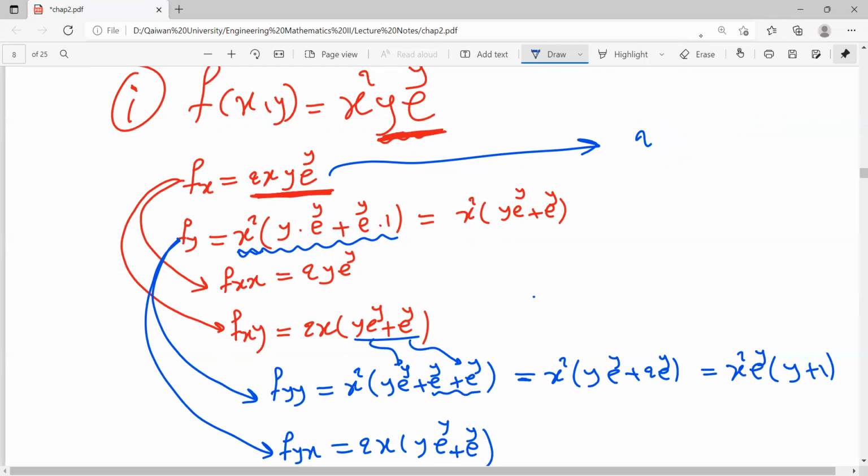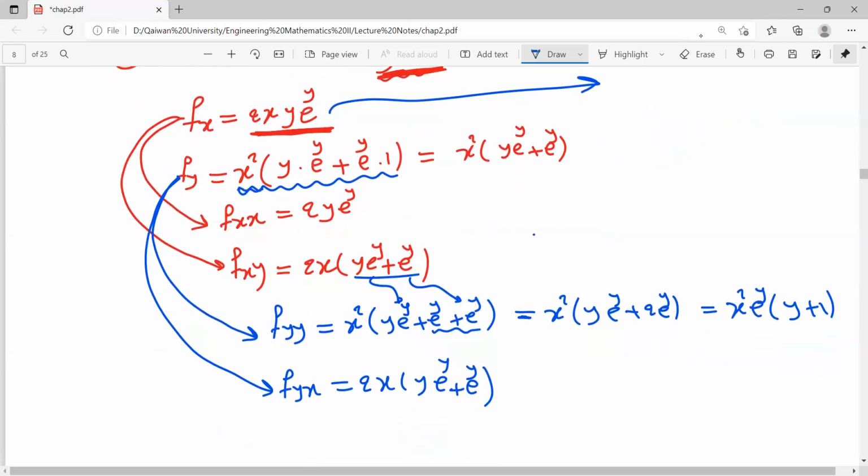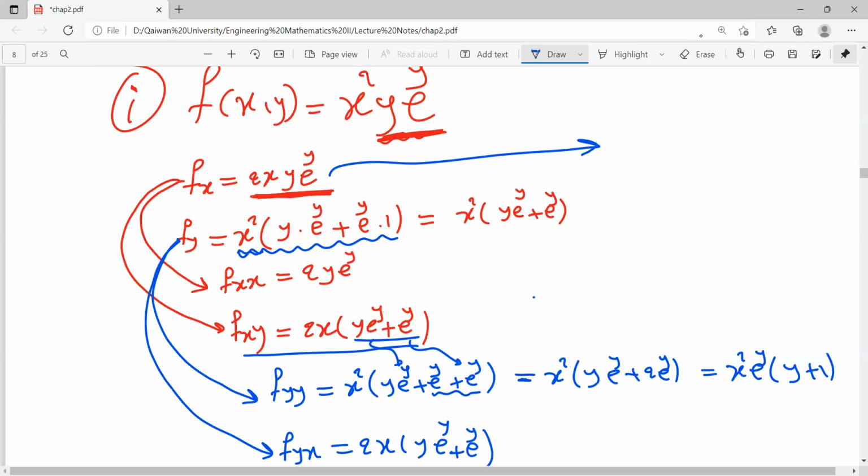If we take the derivative of that function with respect to y, we get this. Look, 2x is a constant. And derivative of y e to the power y is first times derivative of the second, plus second times derivative of the first. And we get y times derivative of e^y, which is still e^y, plus e^y times derivative of y. Derivative of y is 1. So that's it. It's enough for today.